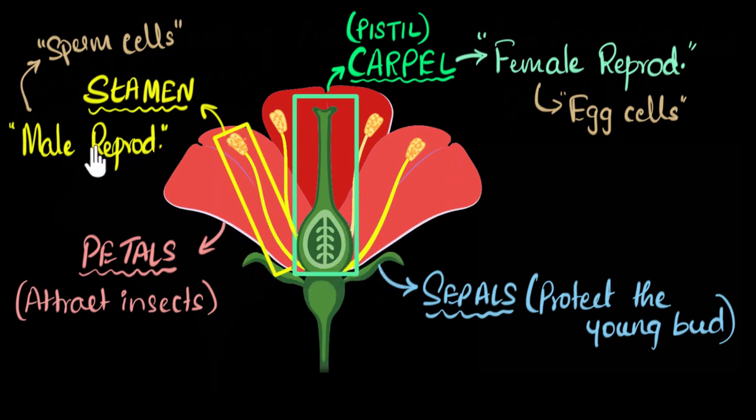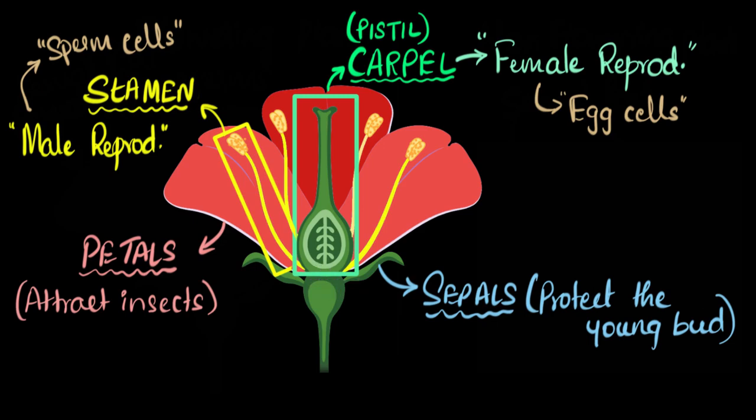Why? Because they have both the sexes on the same flower, bisexual. But in some cases, we will find they will only contain either the male reproductive part, the stamens, or they will only contain the female reproductive part, the carpels. In such cases, since they contain only one reproductive part, we will call them unisexual flowers.